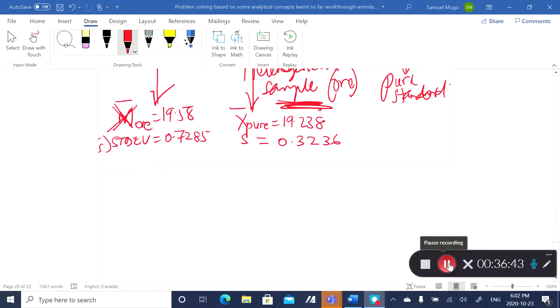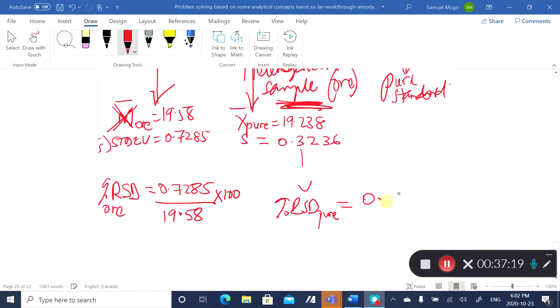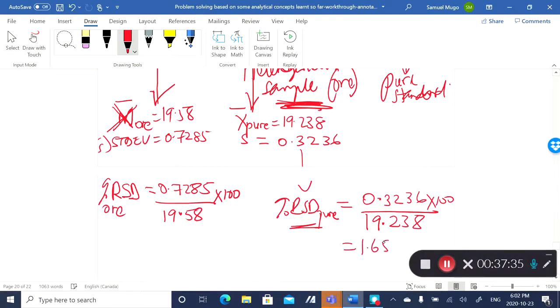It is best to work with relative standard deviation. So calculate the relative standard deviation percent, which is equal to the absolute standard deviation divided by the mean, which is 19.58, times 100. And similarly, you do the percent RSD for the pure one, whereas this one is for the ore, is equal to 0.3236 divided by the mean, which is 19.238. That's the definition for relative standard deviation, times 100. And so when you do those calculations, you're going to see this is 1.68, whereas this is 3.72.